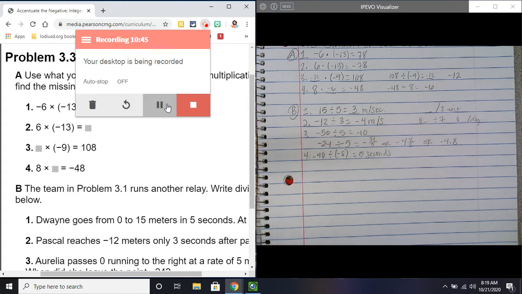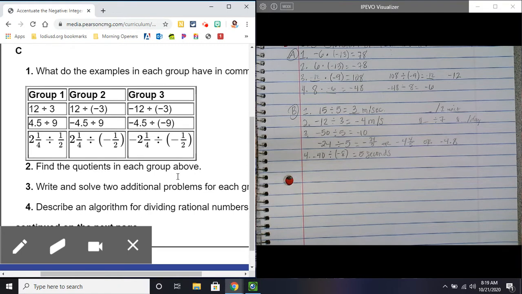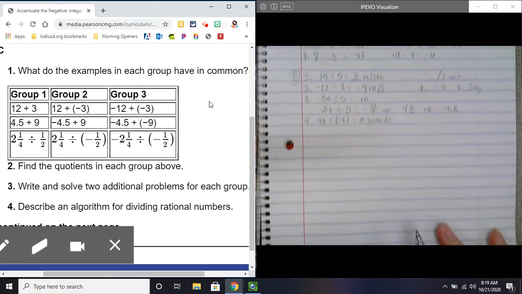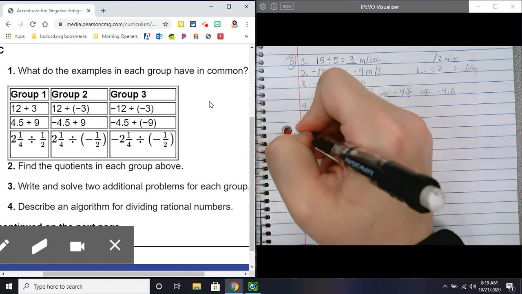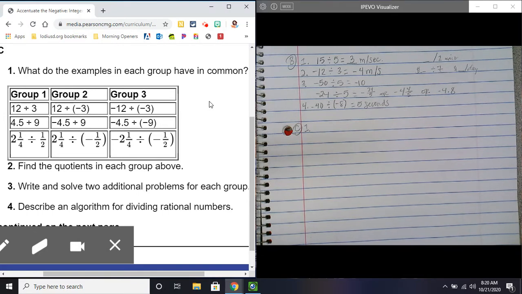All right, so I had to go look to see if I was supposed to do part C as well, and I am. So I'm going to scroll down here, and we are only going to do C1, 2, and 4. We're going to skip C3 for now. That's something that we can do later. For part C, it says, what do the examples in each group have in common? I'm going to scooch this up. So part C1, looking at groups 1, 2, and 3, what do the numbers have in common?